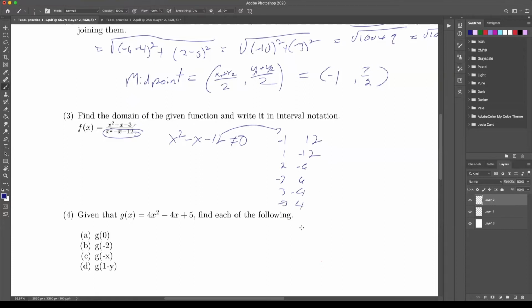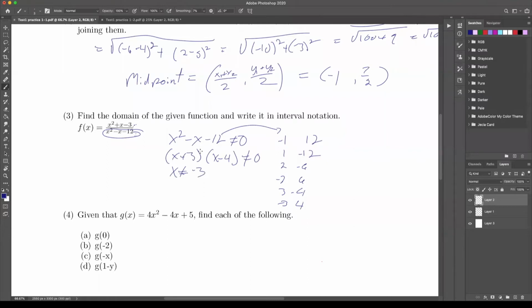So here are all my options, right? All these multiply together to give me negative 12. Then I'm going to see which one of these adds up to give me my middle. And right here it's negative 1. So 3 minus 4 adds up to negative 1. So here I'll have x plus 3, x minus 4 is not equal to 0. So x does not equal negative 3, and x does not equal 4.